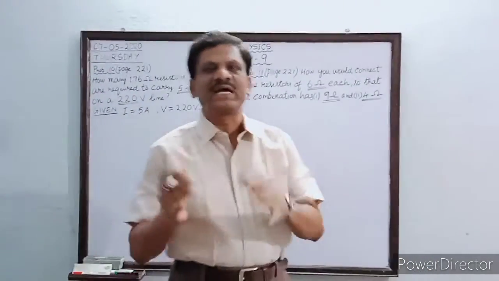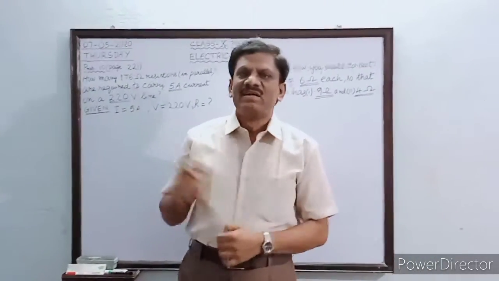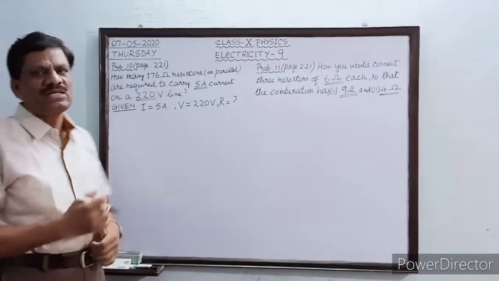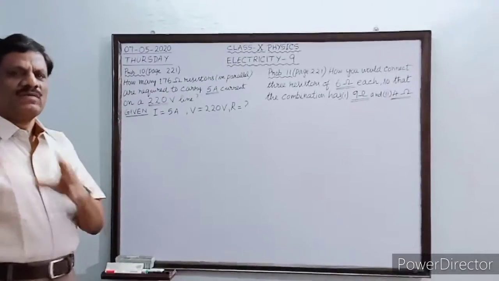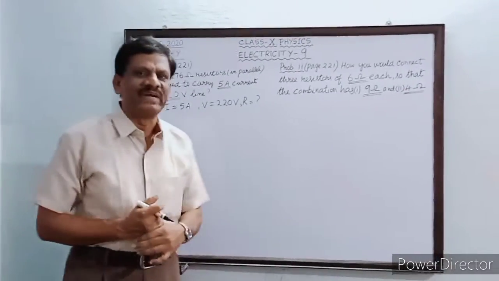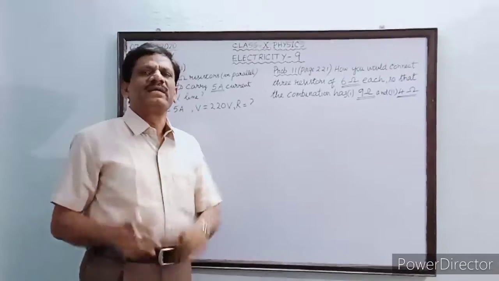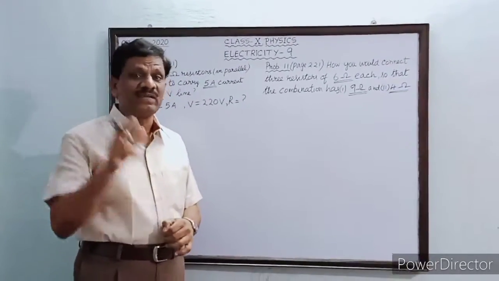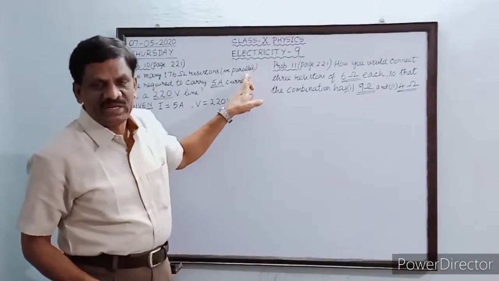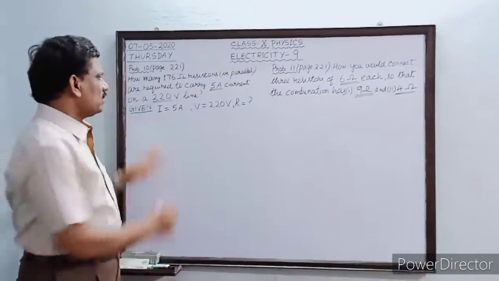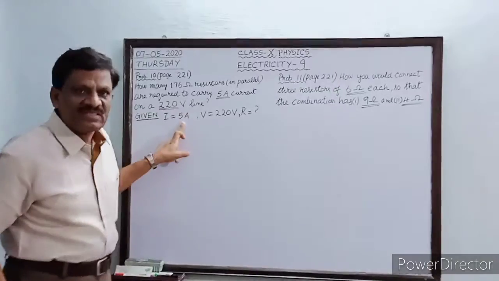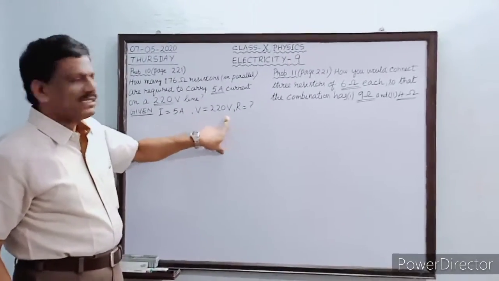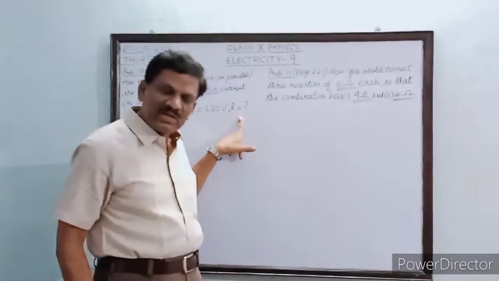So actually, the current that is going to flow through the line is 5 ampere, and the voltage applied to the line is 220 volt. So what will be the resistance in the circuit, we have to find out. How many 176 ohm resistors are required if they are connected in parallel? That is the question. The current given in the circuit is 5 ampere and the potential difference is 220 volt. The resistance in the line is required to be found.